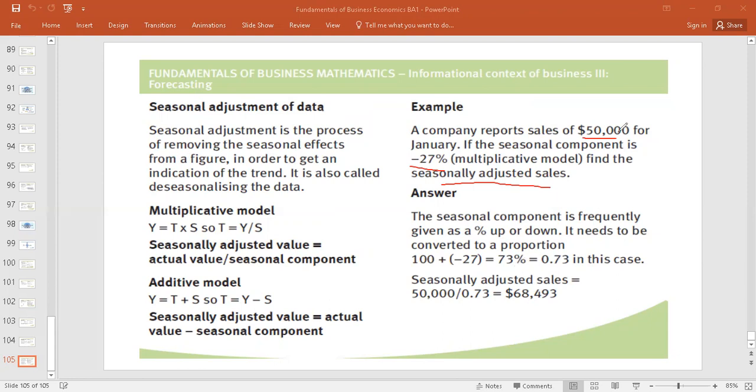Now these are the actual sales which are reported, but because of the change on account of the seasonal component, it's minus 27%. So ultimately we only have 73% of that. Now when we calculate the seasonally adjusted sales, S comes from the actual sales or the forecasted sales divided by the trend. So the seasonally adjusted sales will be the actual sales, given as 50,000 here, divided by the trend. The trend says that the fluctuation is on account of minus 27%, so we have 50,000 divided by 0.73. This is the value.